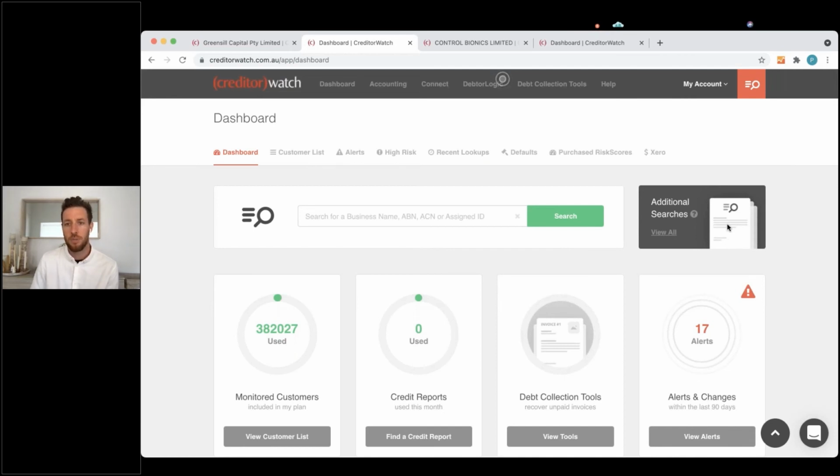Is CreditorWatch operating internationally? No, we're just operating in Australia at this stage. There are certainly always plans to expand, and CreditorWatch is growing really nicely. But we see a huge opportunity in Australia still, and that's where we're focusing our time and efforts. But we do certainly have big plans, and would love to expand internationally in time.